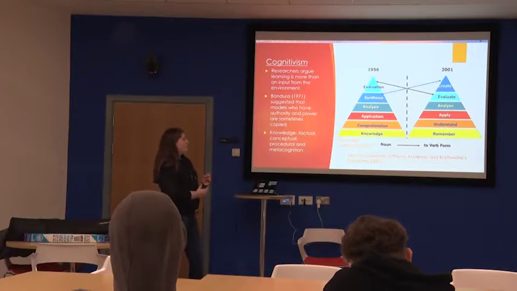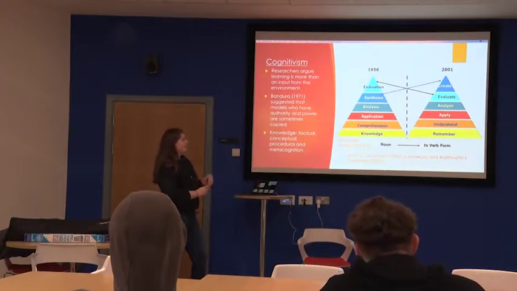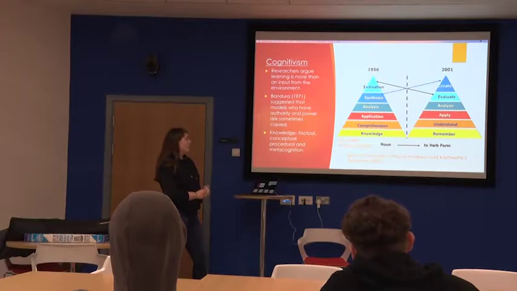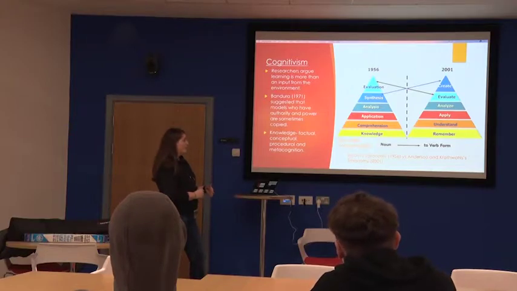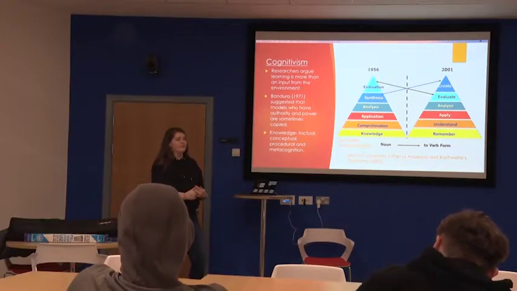Later on, this was looked at again by Anderson and Krathwohl, and they redesigned it because they believed that it wasn't 100% true. So they narrowed the categories down a bit. So instead of knowledge, they decided on remember. So it's what information can you recall that you've already learned. Then is the understanding. So how much do you actually know about this information?